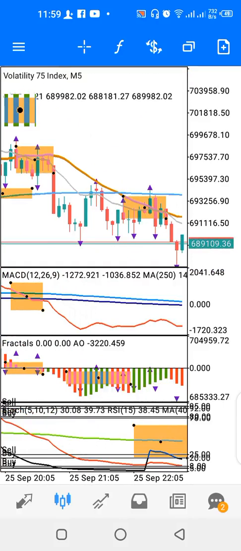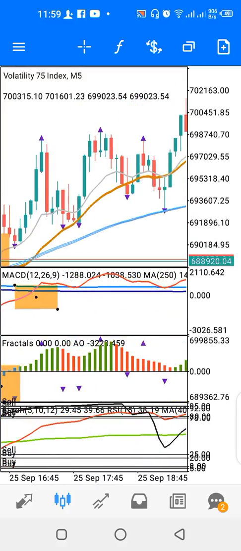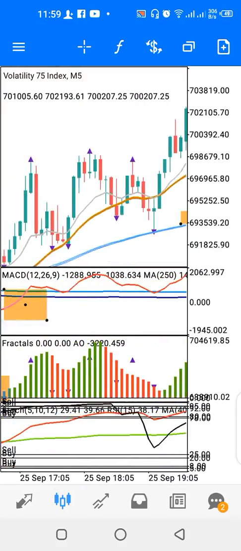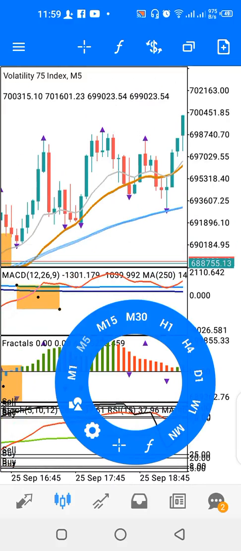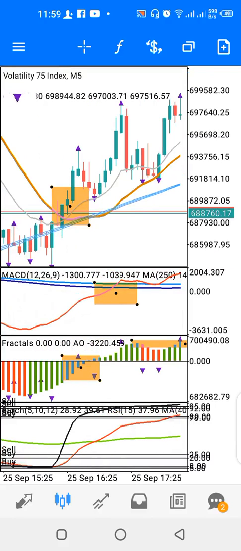In a bearish trend, you have the fractals developing below the zero line, and in the bullish trend, you have the fractals developing above the zero line, just like you have fractals around here. So that's the way it works.